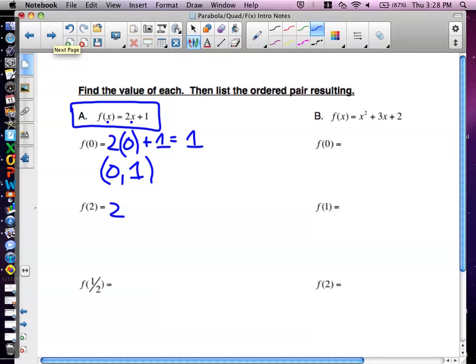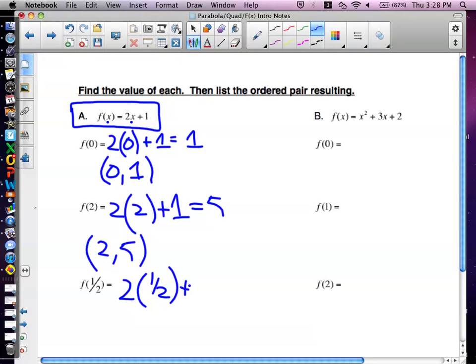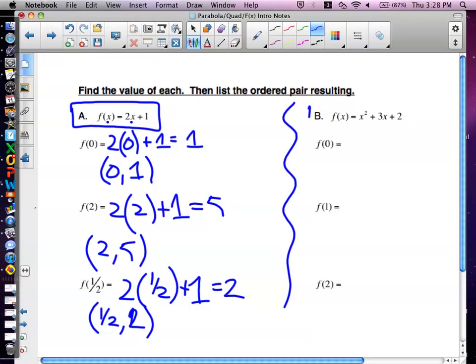f of 2, evaluate f of 2, and you get 5. So the ordered pair associated with f of 2 would be 2, 5. And finally, f of 1/2. 2 times 1/2 is 1. 1 plus 1 is 2. The ordered pair associated with this would be the ordered pair 1/2, 2. And you can do the function in B on your own.